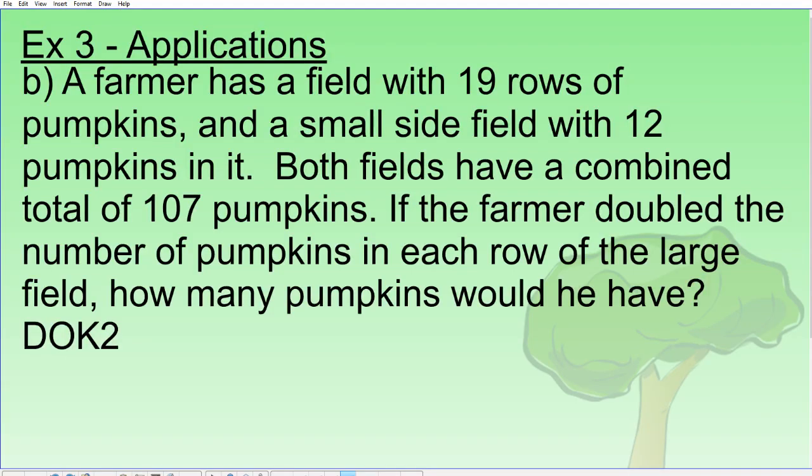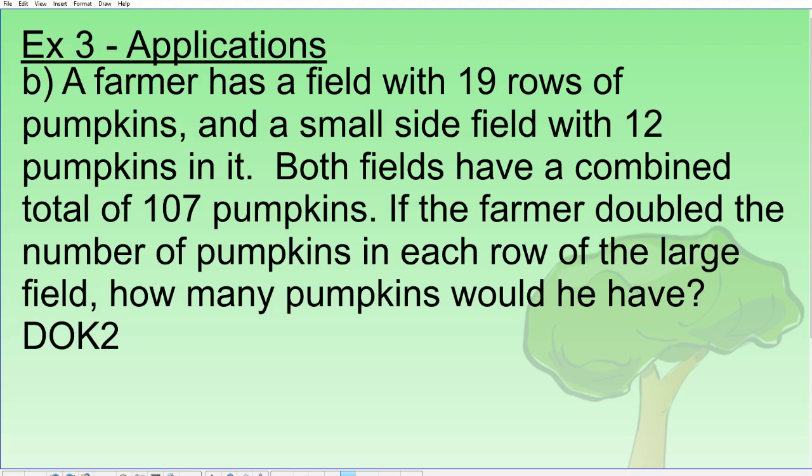Letter B. A farmer has a field with 19 rows of pumpkins, and a small side field with 12 pumpkins in it. Both fields have a combined total of 107 pumpkins. If the farmer doubled the number of pumpkins in each row of the large field, how many pumpkins would he have?